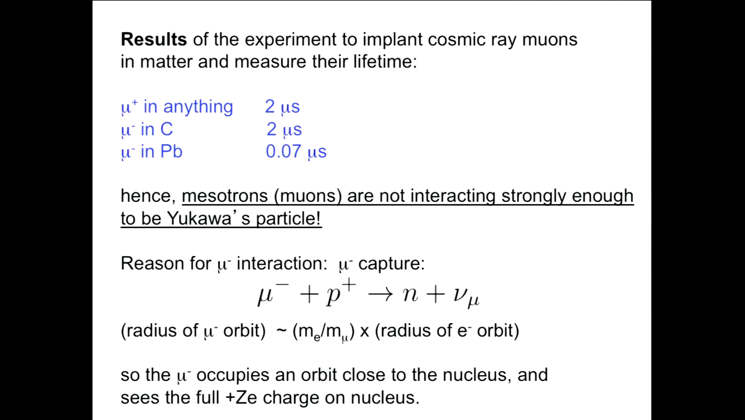Basically, what happens is that mu minus, being a heavy particle, goes into the 1s orbit of an atom, goes right down, kicks an electron out, and you may get some X-rays, you'll hear about this later. But basically, the mu minus can get captured by the nucleus, a proton will turn into a neutron, and that's what's responsible for this tiny change in the lifetime. But basically, there's no effect. And so what Conversi, Pancini, and the other chap, whose name I've forgotten, showed was that these particles are not strongly interacting enough to be the Yukawa particle.